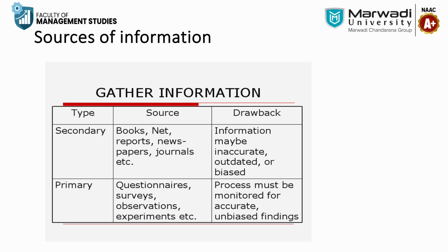And when it is a secondary source, the sources could be books, the internet, reports, newspapers or journals, etc. And again, the drawback could be that information may be inaccurate, outdated or biased. So these are the secondary sources of information. Primary is, as I mentioned, questionnaires, surveys, observation, etc. And secondary could be books, reports, the internet, newspapers, journals, or already gathered data. You're just using the secondary source of information for preparing the report. So that is sources of information.